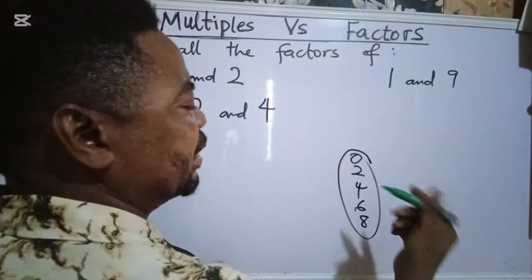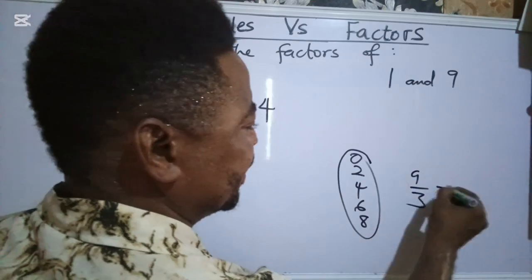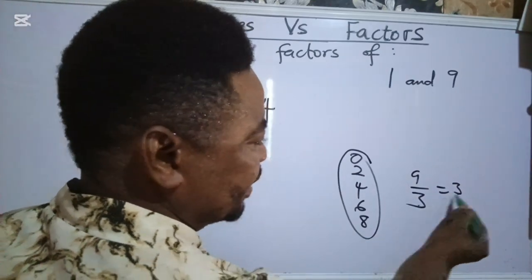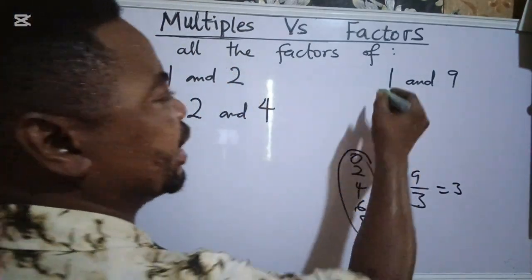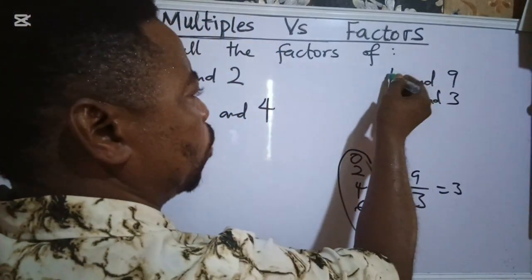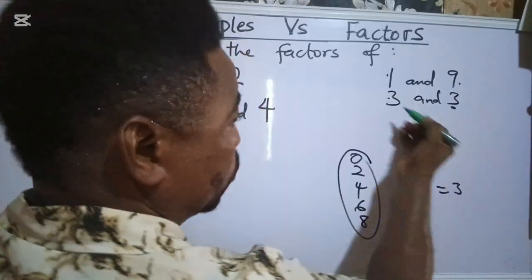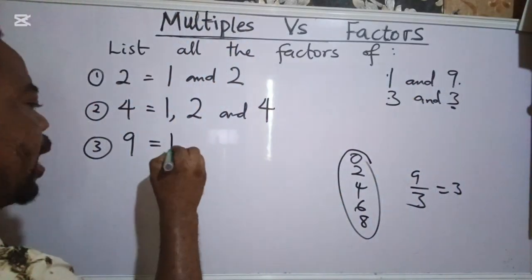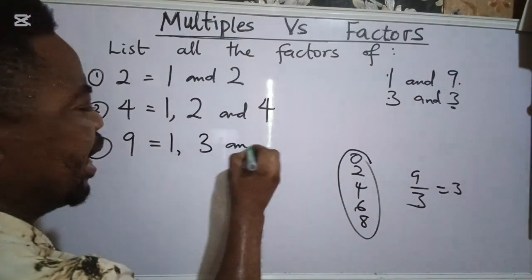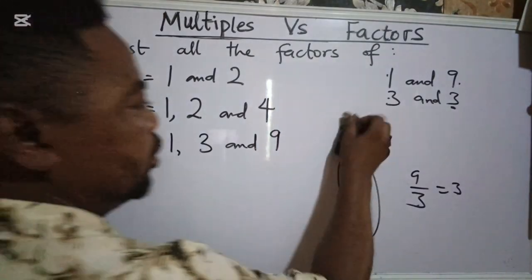Can 3 go in 9? Yes. How many times? Do it. 9 divided by 3 is 3. I told you when these are the same, you stop. Don't do anything again. Just say 3 and 3 and list out your answer. So your answer is 1, 3, 9. You don't have to say 1, 3, 3, 9. So you write it 1, 3, and 9. Let's go to 12.